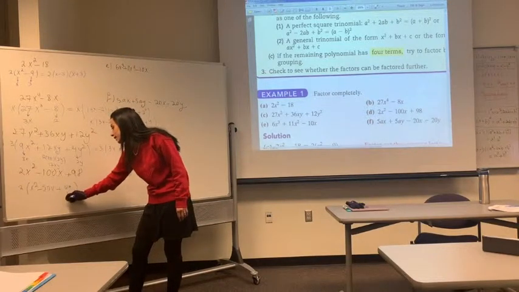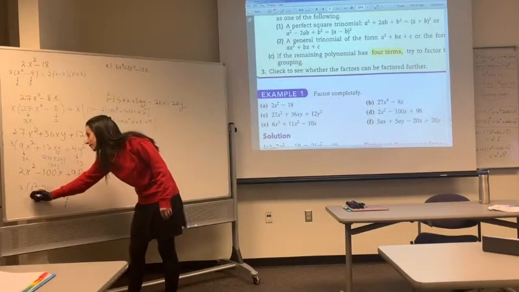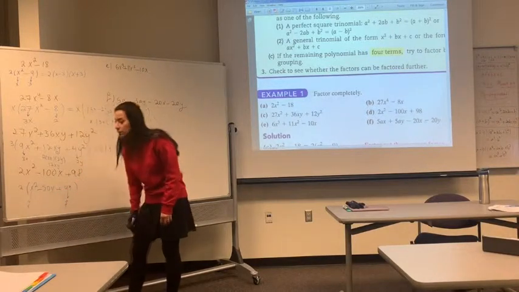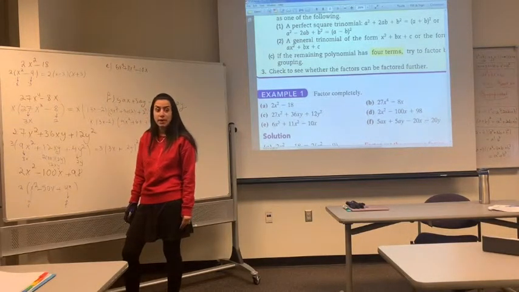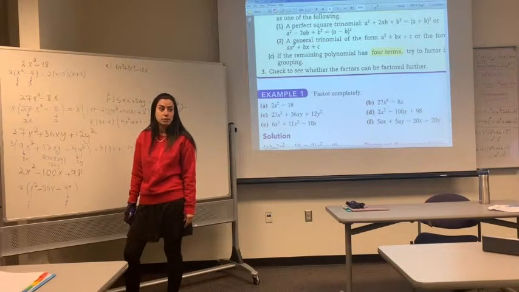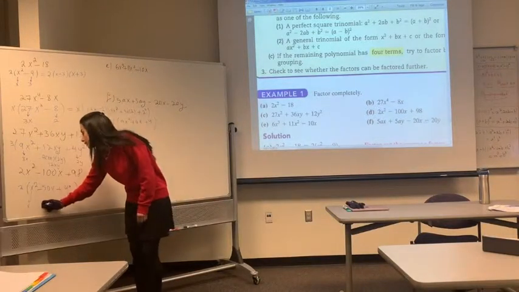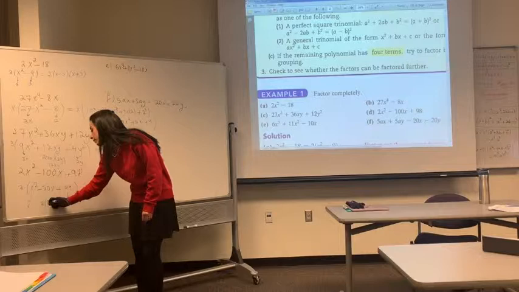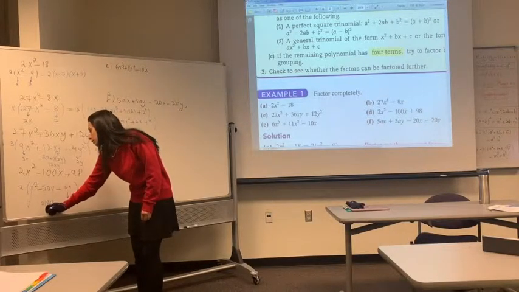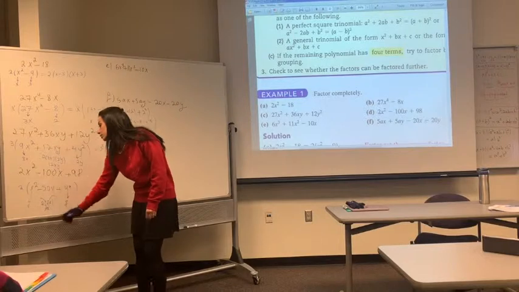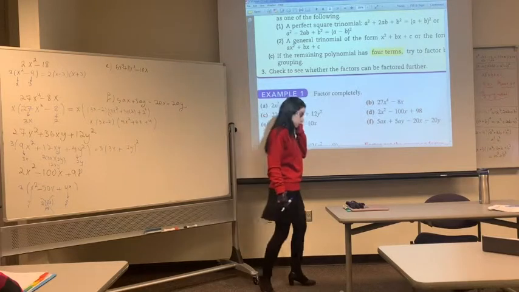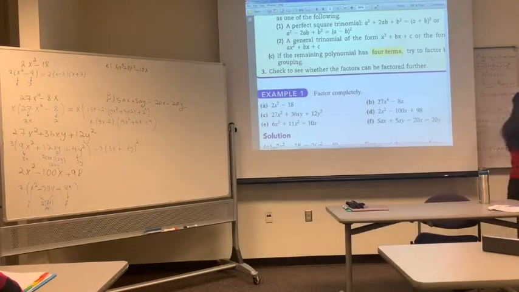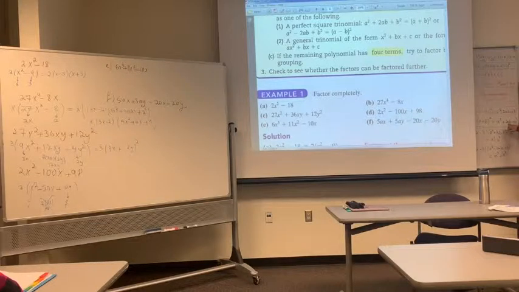So I see that 49 is a square of 7, right? This one was a square of x. So it doesn't match up. Okay, so let's try it. 2 multiplied by 7 multiplied by x is 14x, which doesn't match. Okay? So it is not a squared minus 2ab plus b squared.